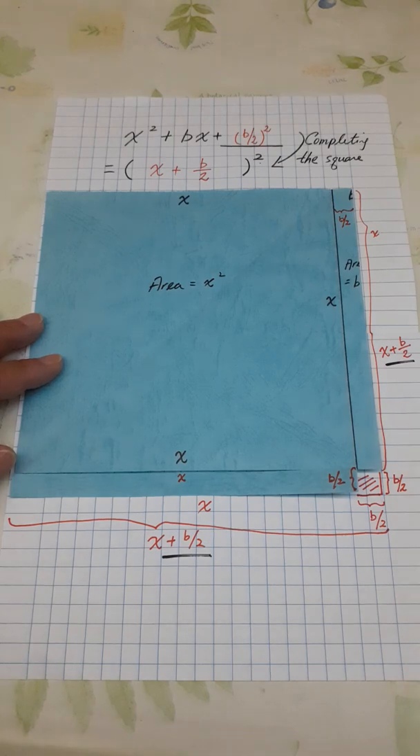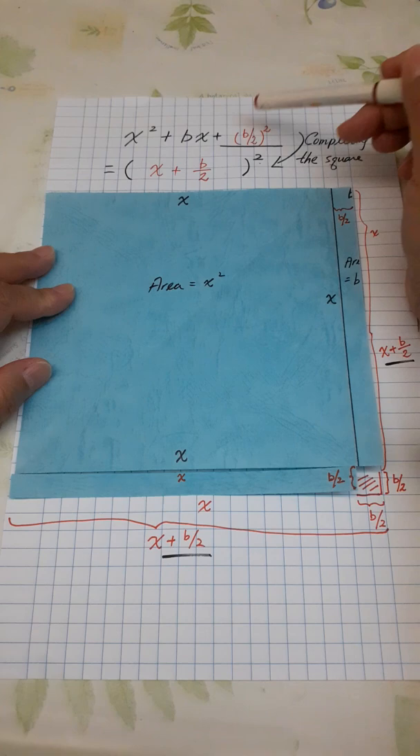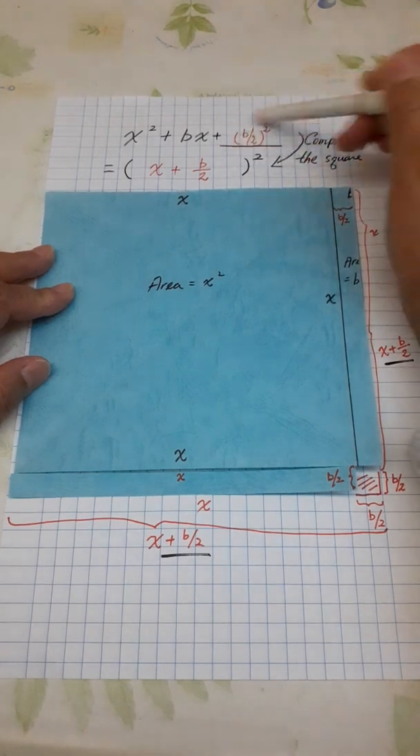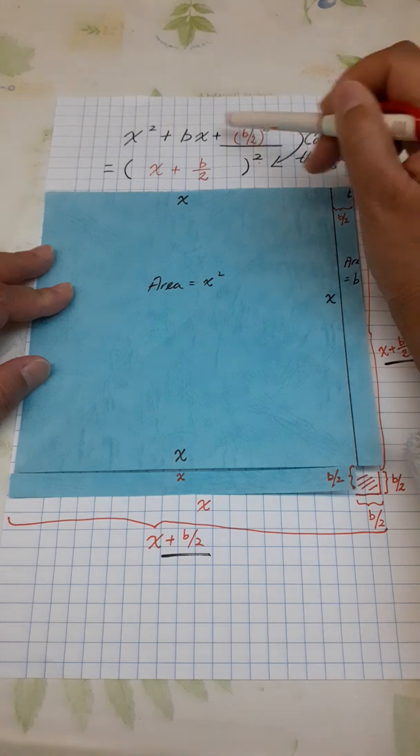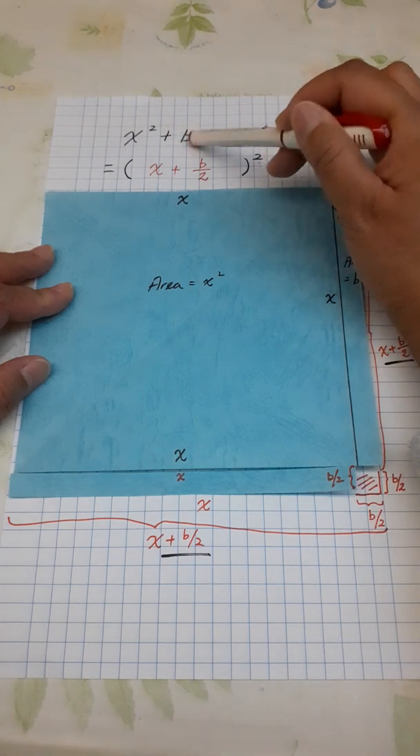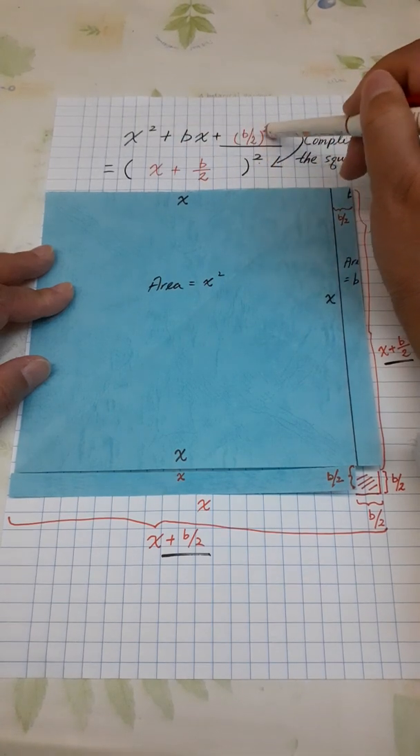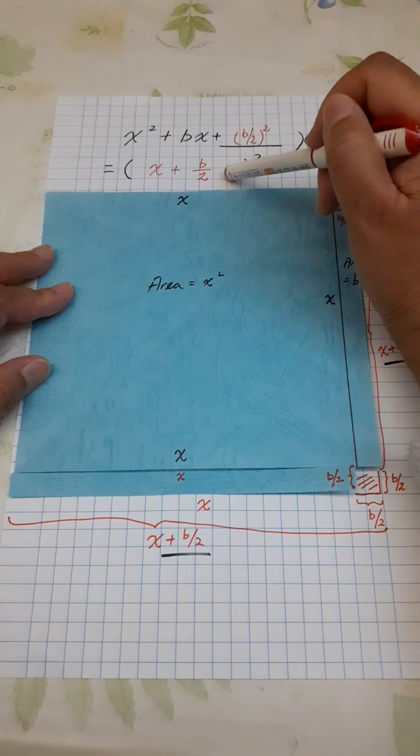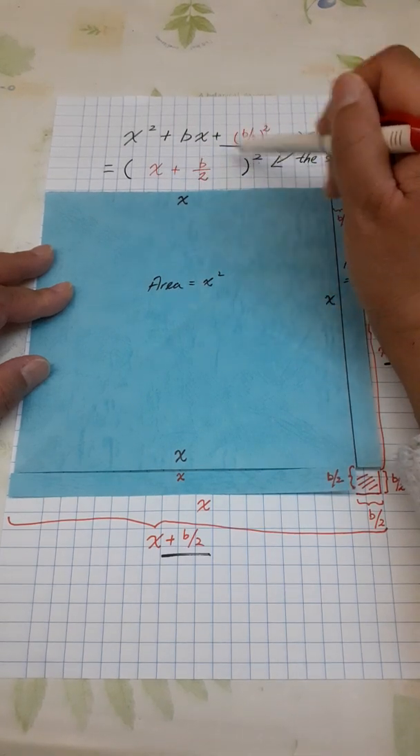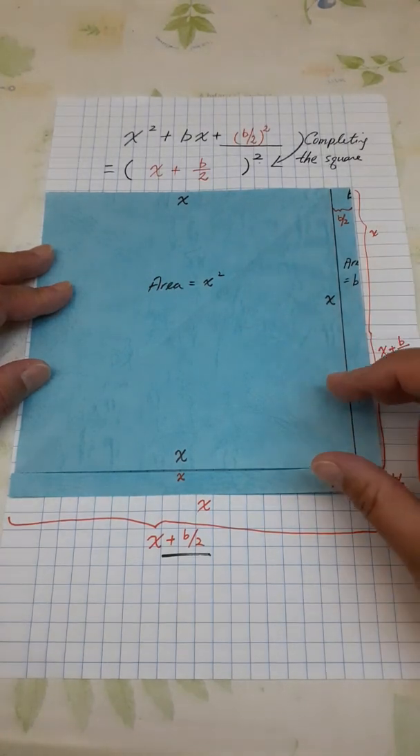And therefore, this explains why after we add this number, which is half of this coefficient, the square of half of this coefficient, at the end we arrive at the square of this number, x plus b over 2.